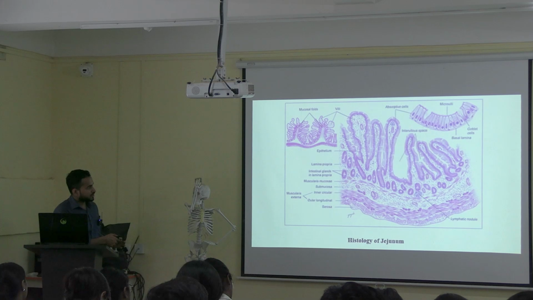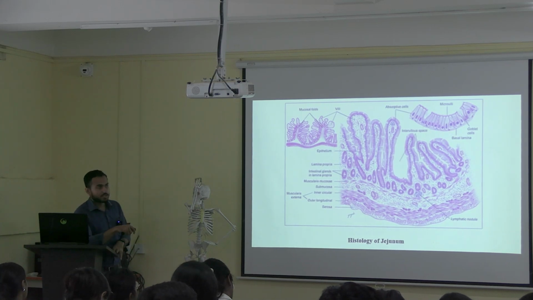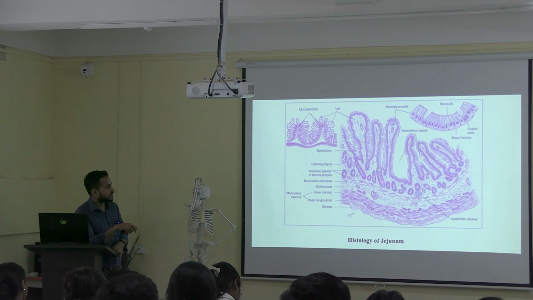So this is the histology of jejunum. First you can see these are the villi. This is one villus, this is one villus, this is one villus. This is the intervillus space. After this, what will be here? Intestinal glands. You can see these are the intestinal glands.